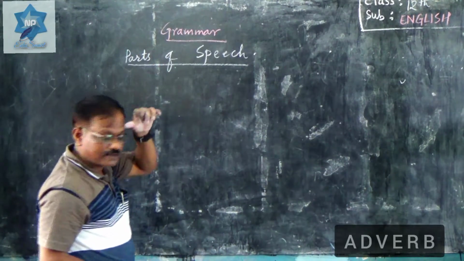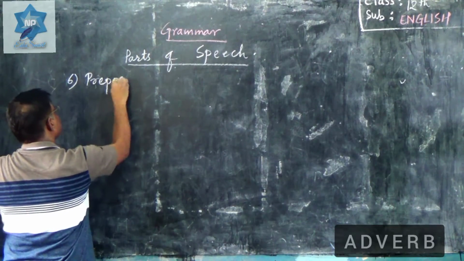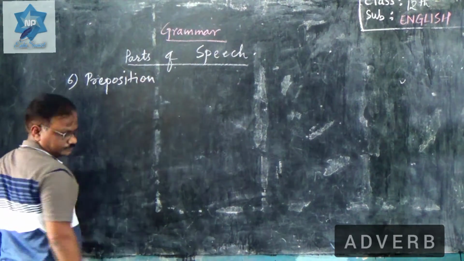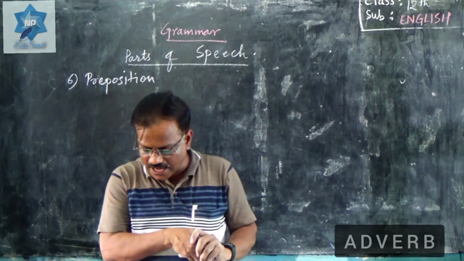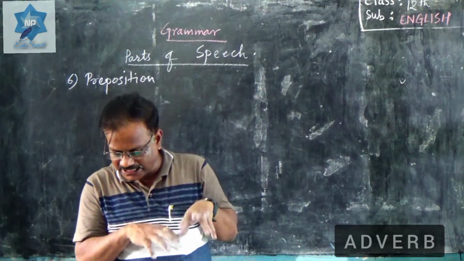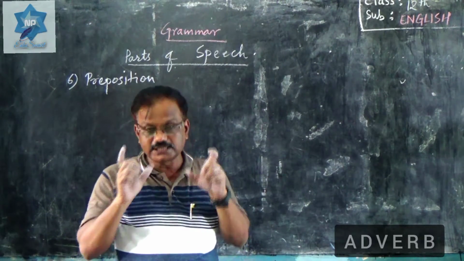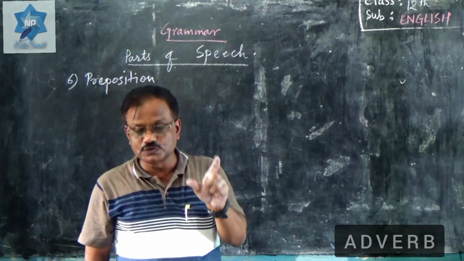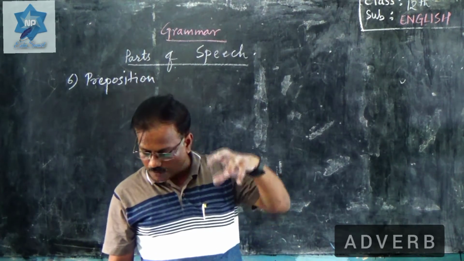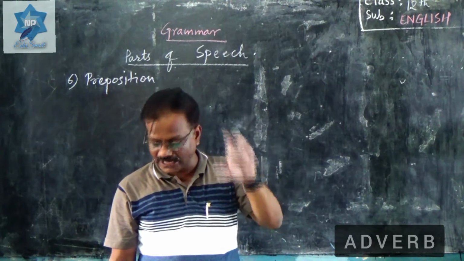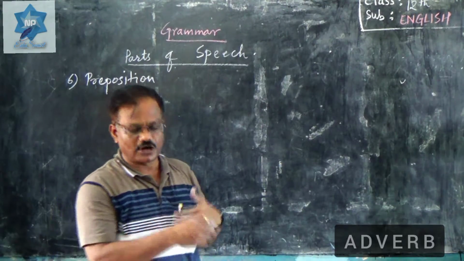Sorry, the sixth part of speech is the preposition. So what is a preposition? A preposition is a word placed before a noun or pronoun to form a phrase modifying another word in a sentence. It means a preposition always modifies another word.